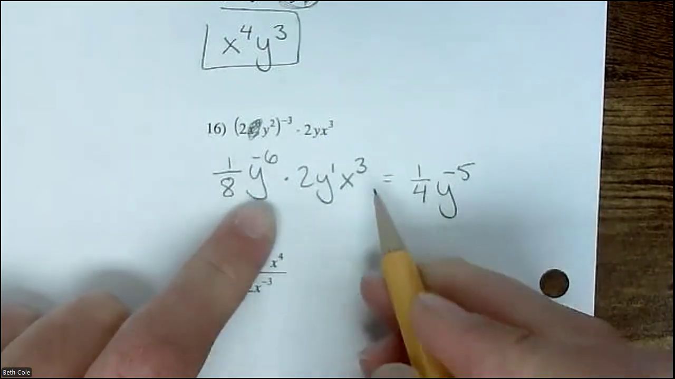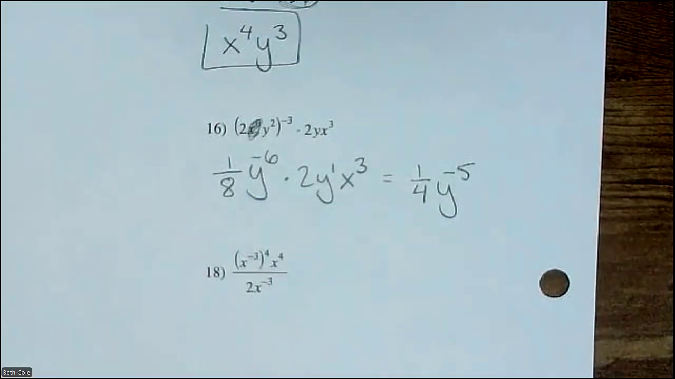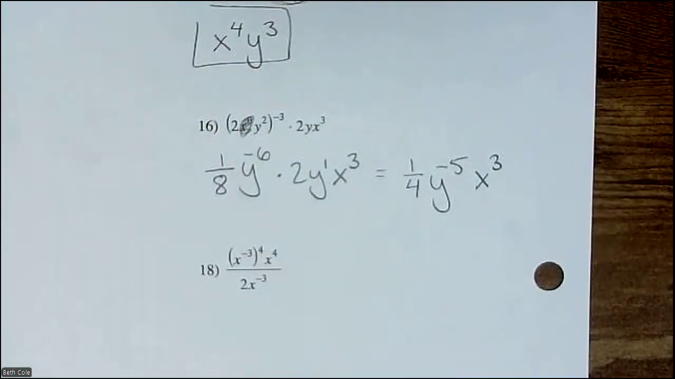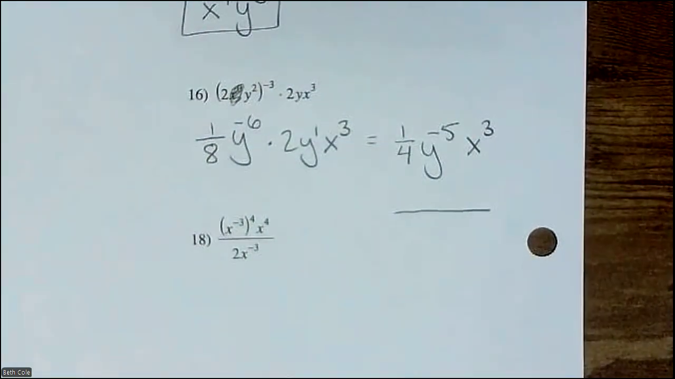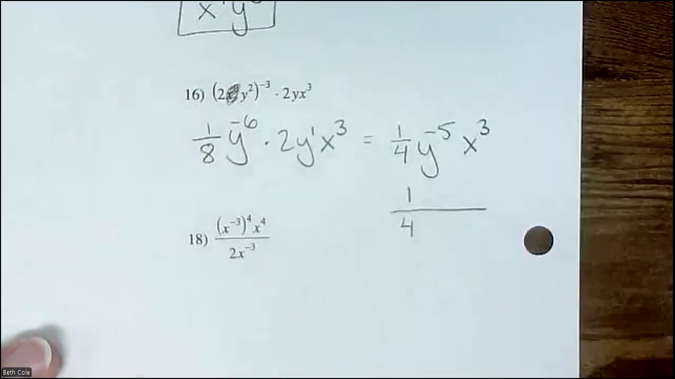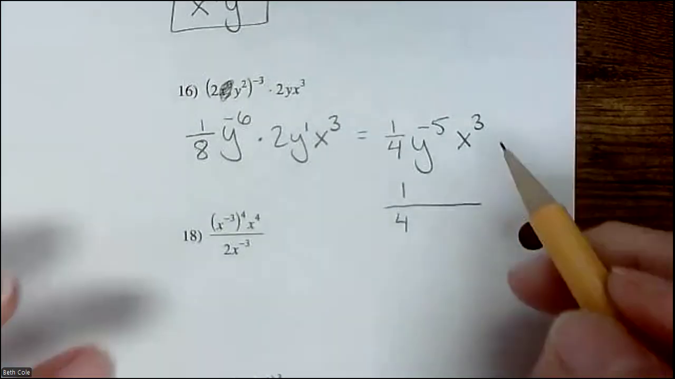Good job. And then what do you think about the x to the third? Are there any other x's over here to combine them with? No. So it's just going to be x to the third. Draw your divider. I like that you said that. I'm stealing that. Draw your divider. We've got our 1/4 that's not changing. What's the only thing that's a traitor? What's the only thing that's going to change sides? Yeah, the negative.